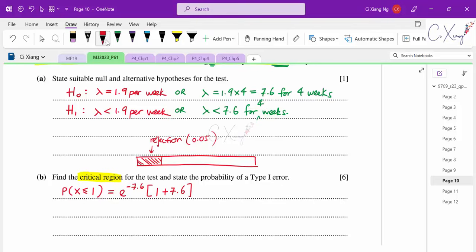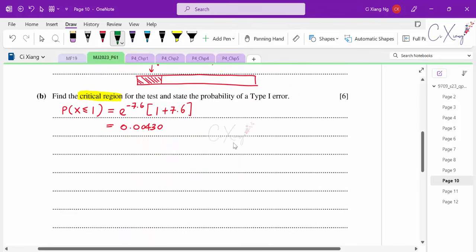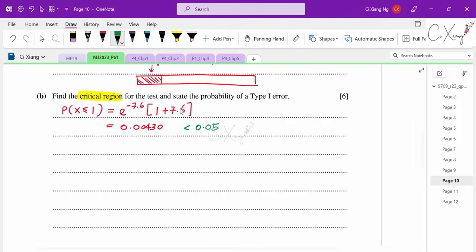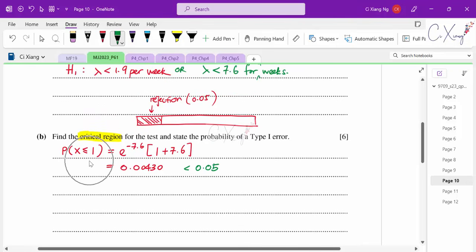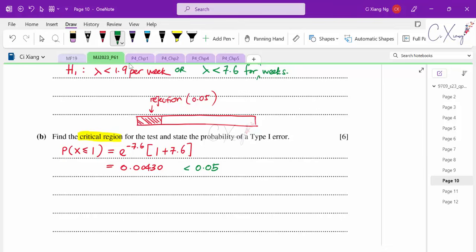If you calculate this value, you will see that the value we get is 0.00430. If you compare it with our significance level, which is 5%, this area is still smaller than the significance level. So what does it mean? When x smaller than or equal to 1 equals this value and is smaller than 0.05, it means that x equals 1 falls under the rejection region. Of course, the 0 also falls under the rejection region, so 1 is the same.